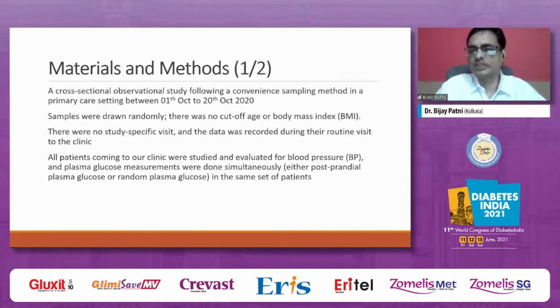There was no cutoff age or BMI. There was no study-specific visit. So the data was only recorded during the routine visit to the clinic.